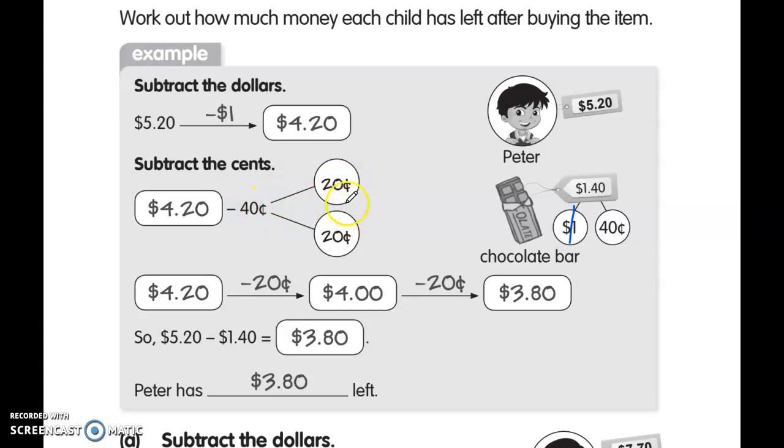However, you can see that there's a number bond here. Did you realize that they put it into 20 and 20 cents because of this? What is 20 minus 20? 0. So 20 cents minus 20 cents is actually 0. So it's easier this way because we get a whole number. So $4.20 minus 20 cents is $4. Now we still have to subtract away this, right? Because we already subtracted this. So now we need to subtract this. So $4 minus another 20 cents is $3.80.